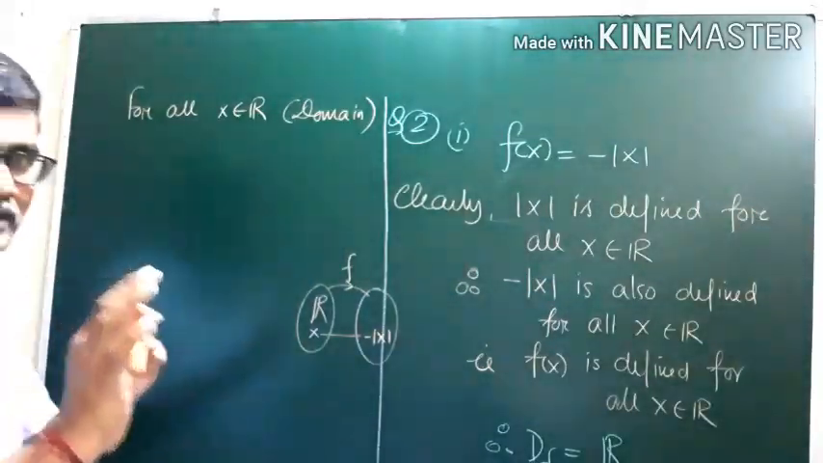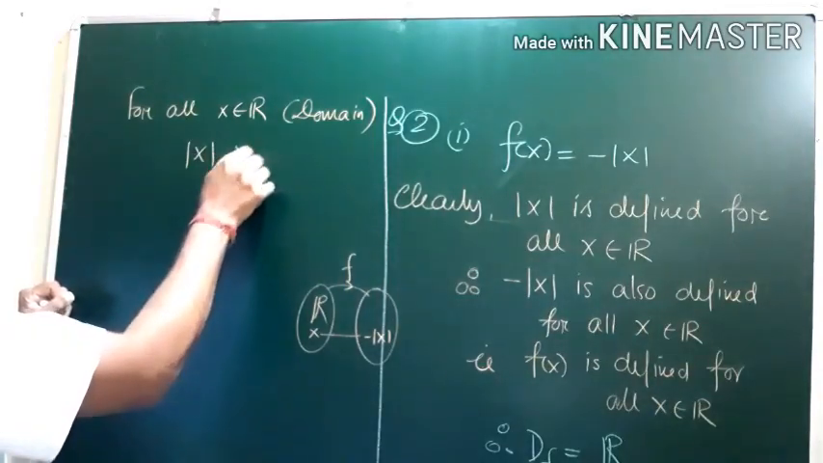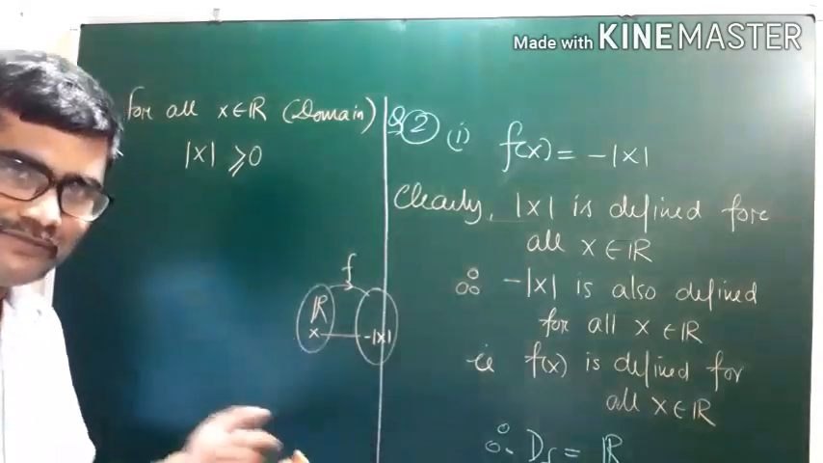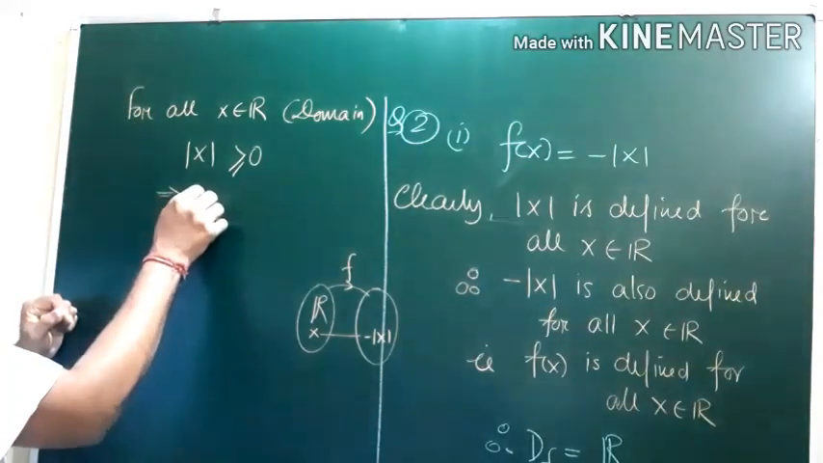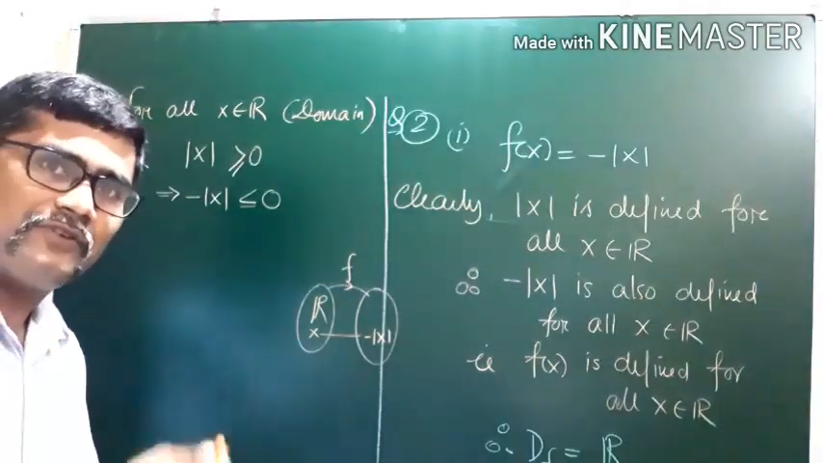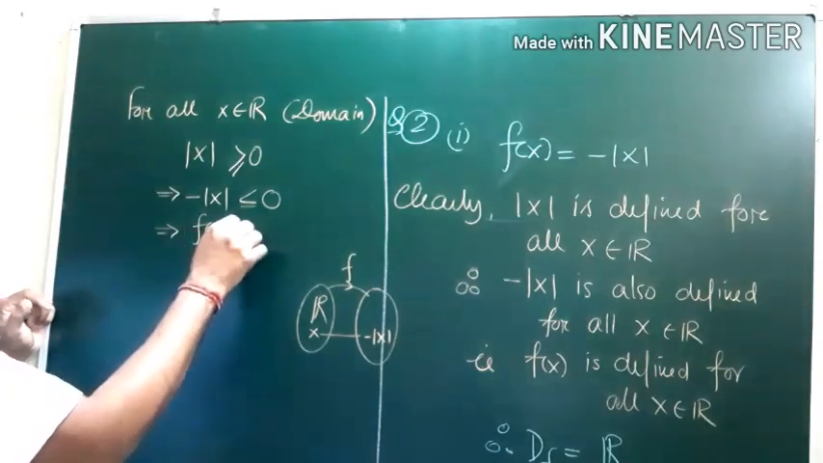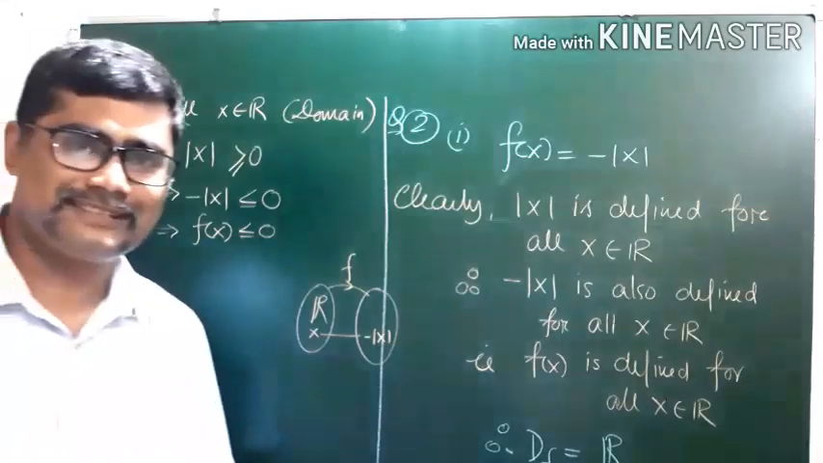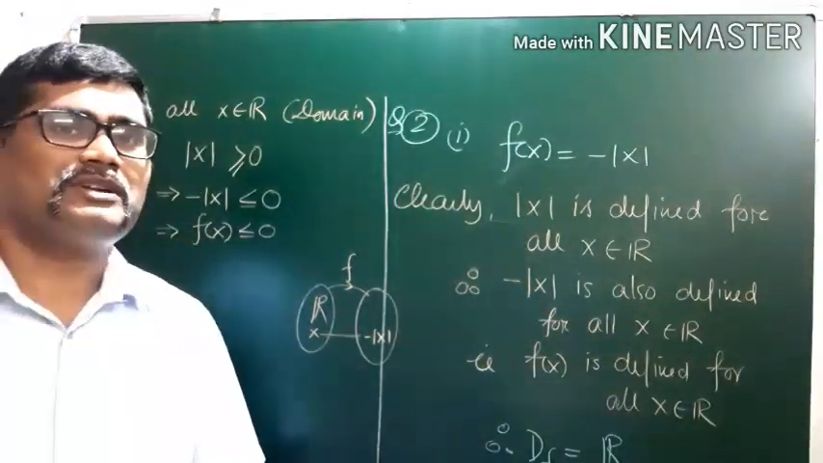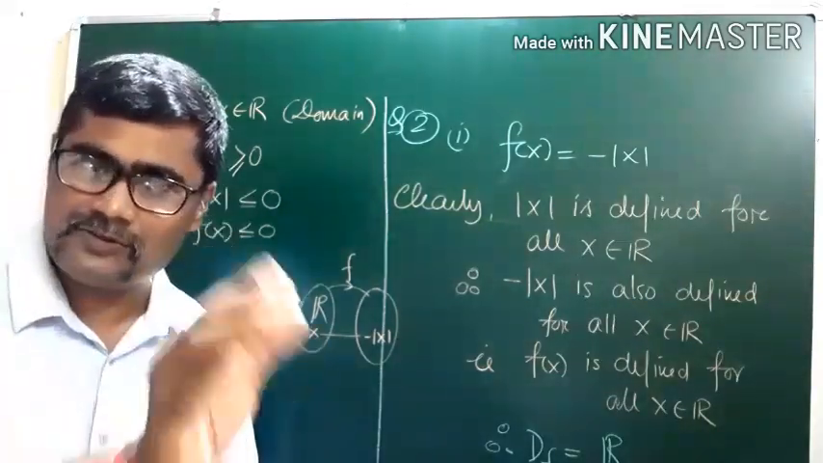So how do you write it? Just try to observe it. For all x, mod x is greater than or equal to 0, either 0 or positive. If I put a minus sign, the inequality is reversed. It will be either negative or it will be 0. Then I can say f of x is less than or equal to 0. What does that mean? If you give x as input, f of x is the output, and this is either 0 or less than 0.